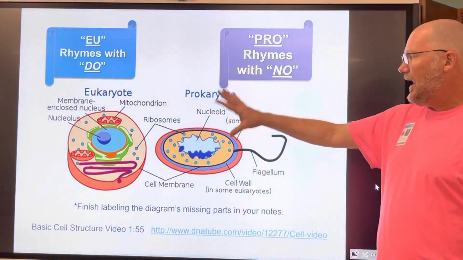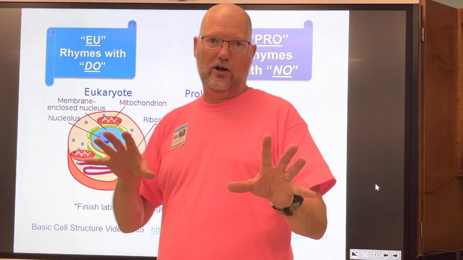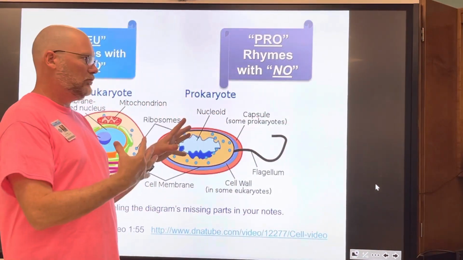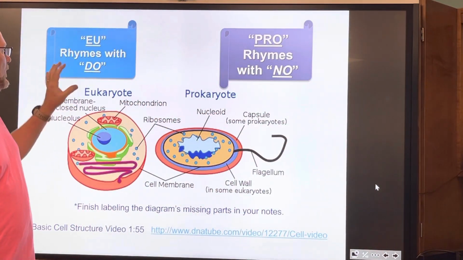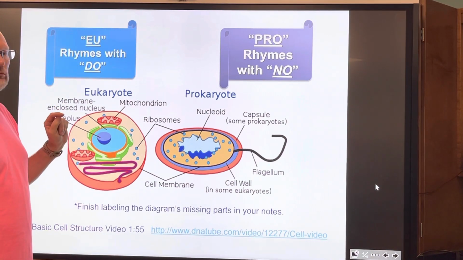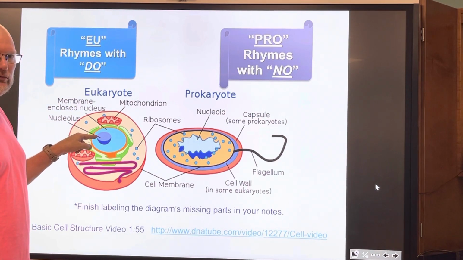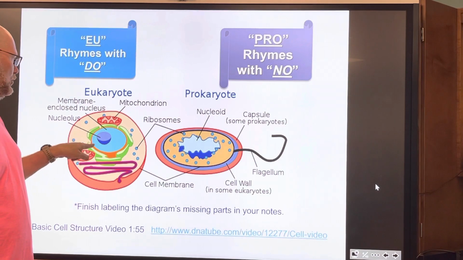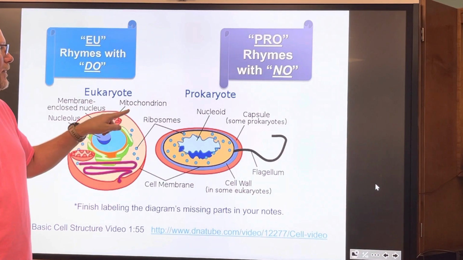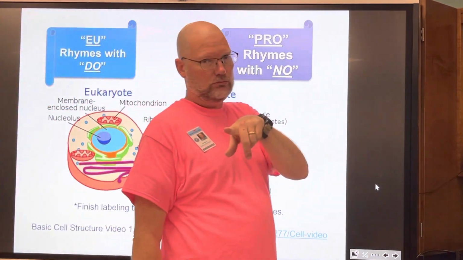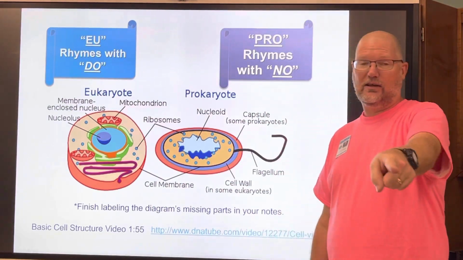So here is that whole eukaryote, prokaryote definition, okay? Eu rhymes with do. They do have a nucleus. That's this blue thing, okay? Pro rhymes with no. This is how you're going to remember this for the next test.